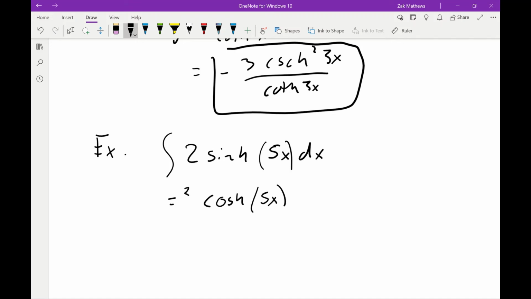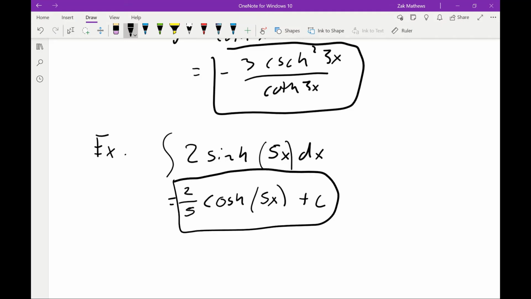Now we had a coefficient of 2, but if we think about what else we need, it's got to be 2 over 5, because we'd have to apply the chain rule there. So this would be our integral. We need the plus c there because we have to take that antiderivative, and we have to remember it's the most general form of the antiderivative. So we need to know these derivatives, but once we have those, we apply them in much the same way.